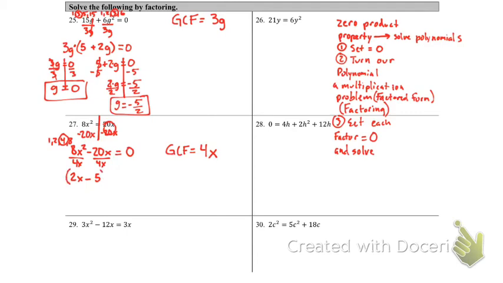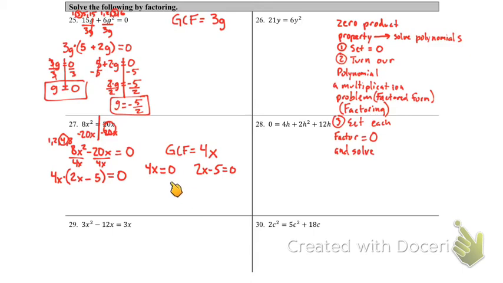This goes in parentheses, and we put our GCF in front to make it a multiplication problem. It's in factor form, but it's still set equal to 0. Now we're going to split up each factor and set it equal to 0. Step 3. 4x equal to 0. 2x minus 5 equal to 0.